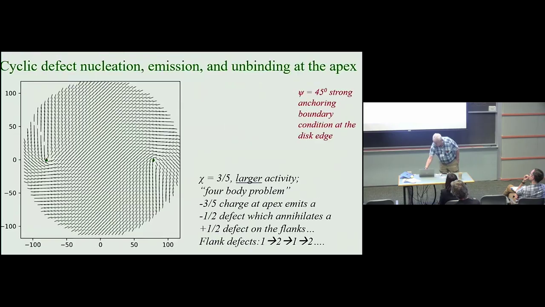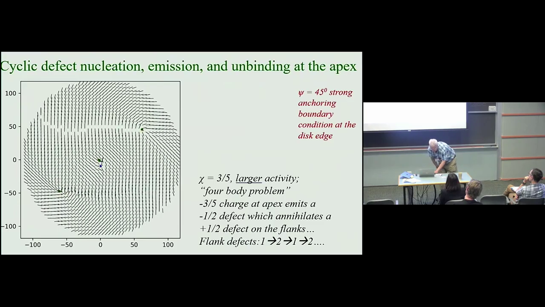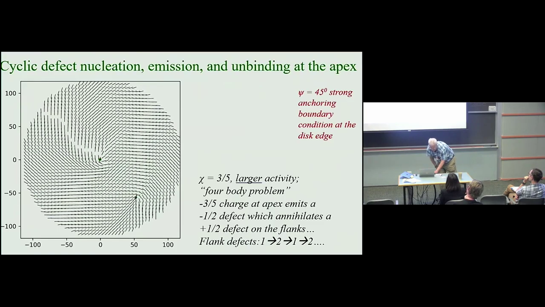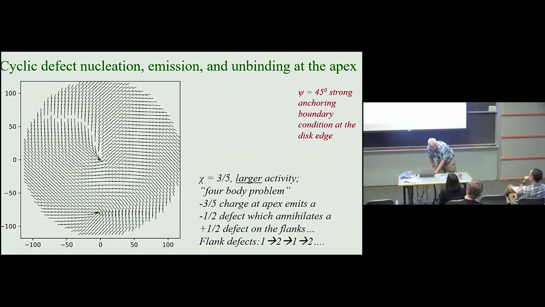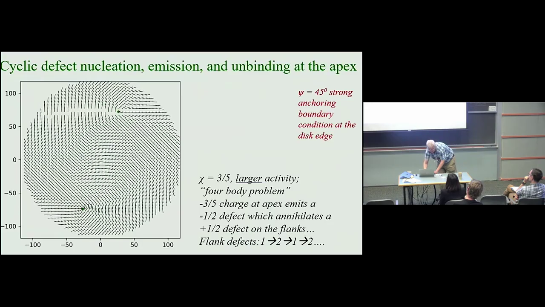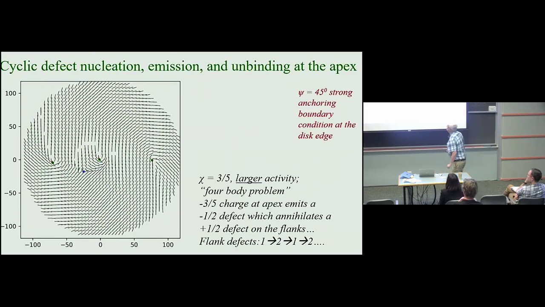Okay, so now I'll show you the last of these activity movies, where now chi is 3/5. It's a fairly big fraction of the cone removed. Larger activity, and you'll see that we don't have a 3-body problem, we have a 4-body problem. And again, there's 45-degree anchoring at the boundaries. And so as I move this thing, well, it happened pretty fast, but I'll run it again. Something interesting happened at the apex, and you'll hopefully see it. There we go. So take a look at this thing.